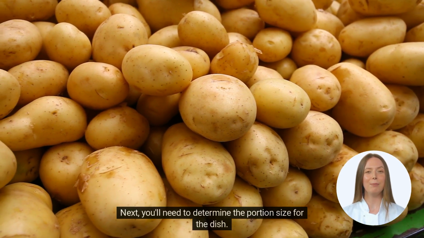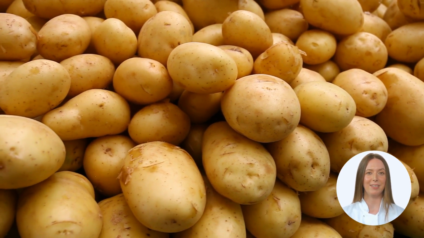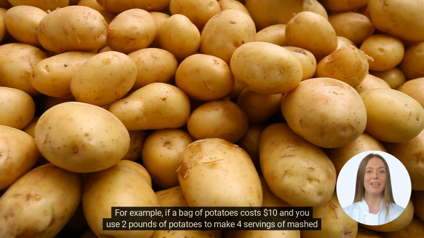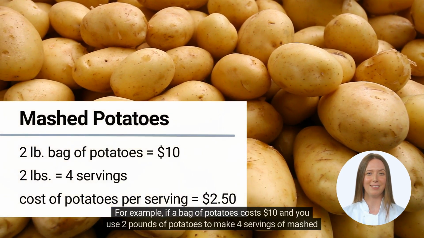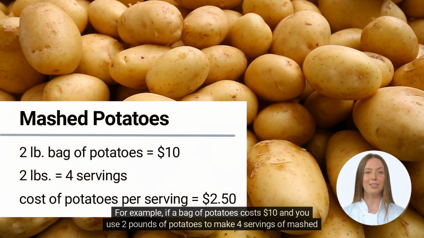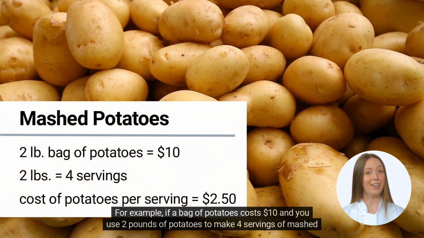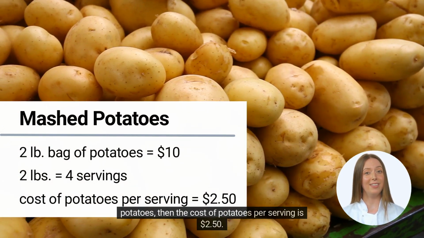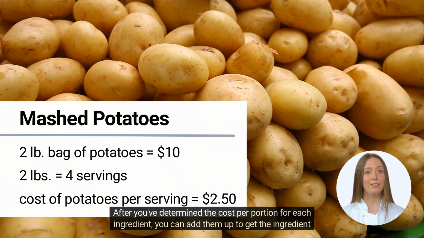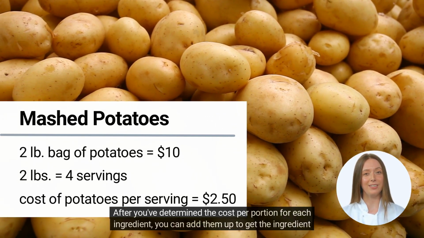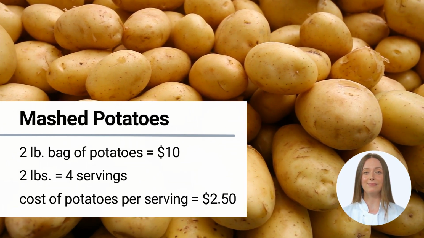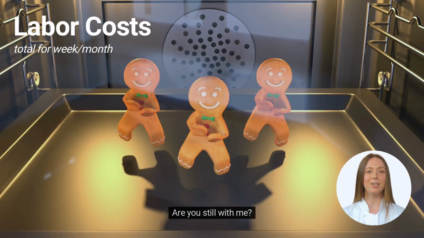Next, you'll need to determine the portion size for the dish. This will help you calculate the cost per portion. For example, if a bag of potatoes costs $10 and you use 2 pounds of potatoes to make 4 servings of mashed potatoes, then the cost of potatoes per serving is $2.50. After you've determined the cost per portion for each ingredient, you can add them up to get the ingredient cost of the dish. Are you still with me?